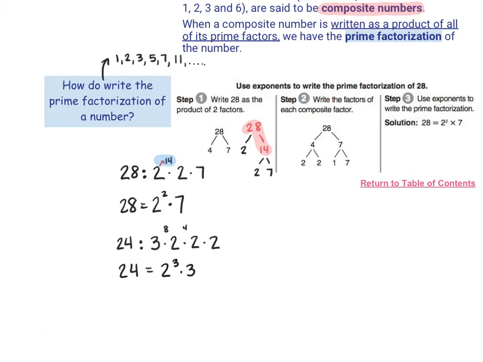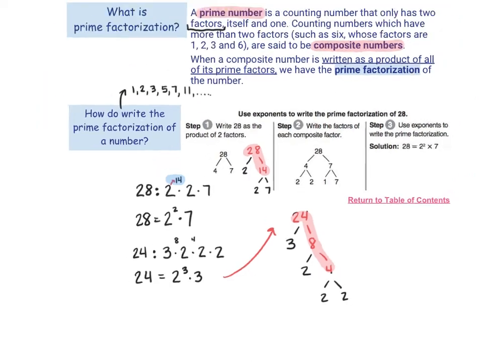Now, once again, I can go ahead and do this as a tree. 24 is the same thing as 3 times 8. 8 is the same thing as 2 times 4. And 4 is the same thing as 2 times 2. And like I said before, you ignore these ones and you only look at what the factors are. So you have 2 ways you can do this. You can do the factor hedge like I do, or you can do the factor tree, whatever you prefer.